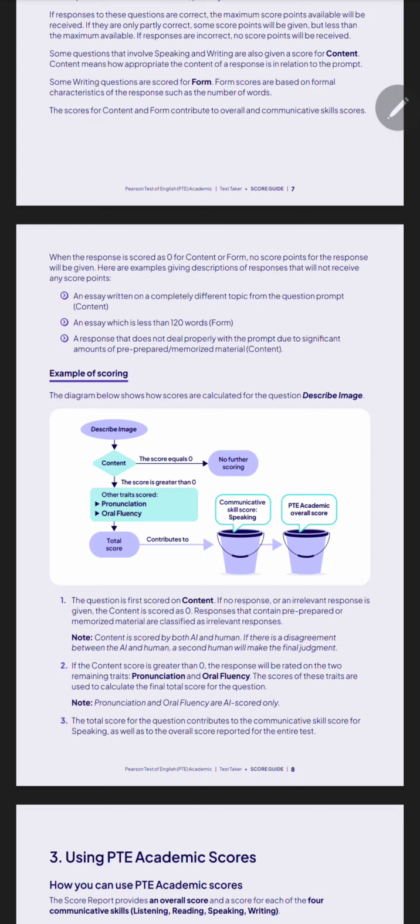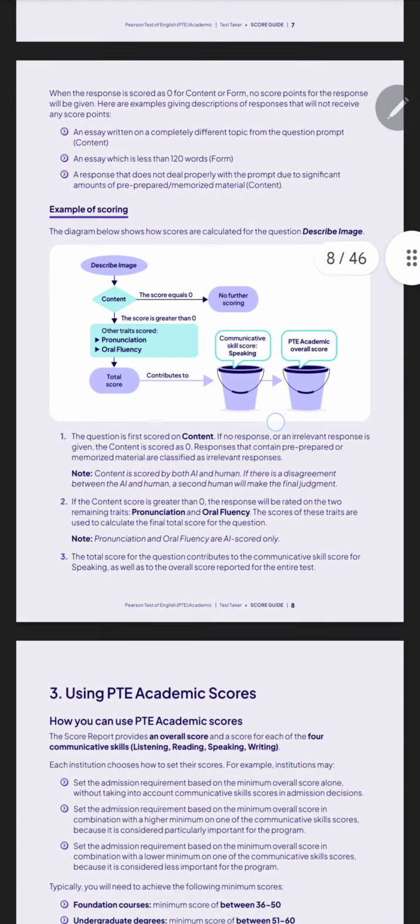If the content score is greater than 0, the response will be rated on the 2 remaining traits, pronunciation and oral fluency. The scores of these traits are used to calculate the final total score for the question. And pronunciation and oral fluency are AI scored only. The total score for the question contributes to the communicative skill score for speaking, as well as to the overall score reported for the entire test.